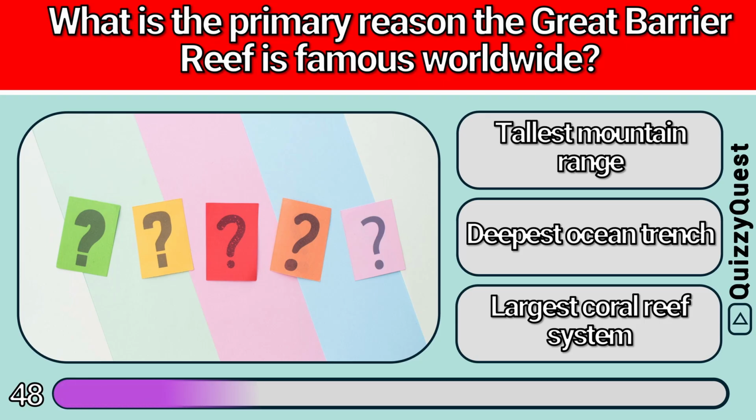Is it A, tallest mountain range, B, deepest ocean trench, or C, largest coral reef system? It is C, largest coral reef system.